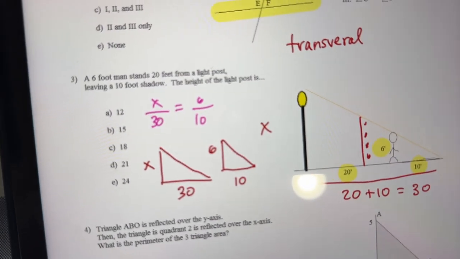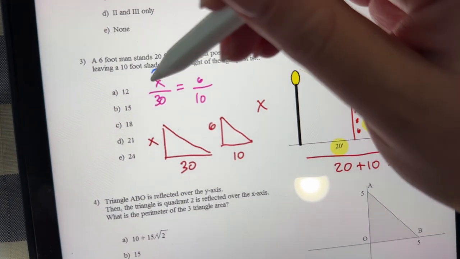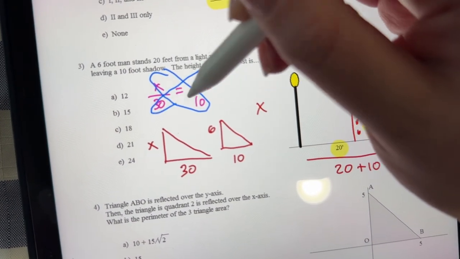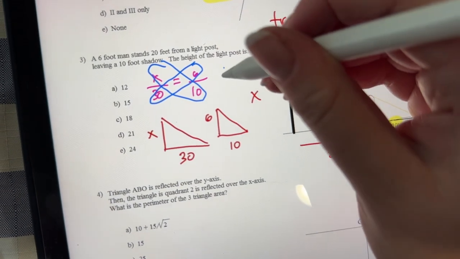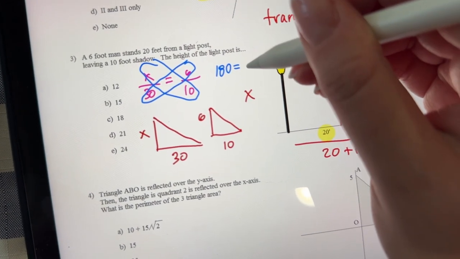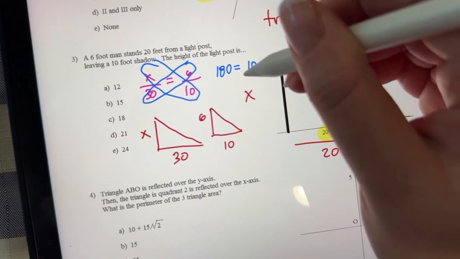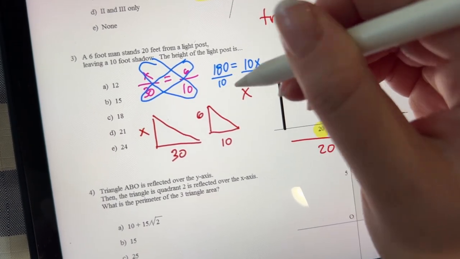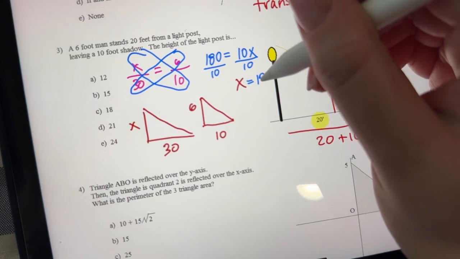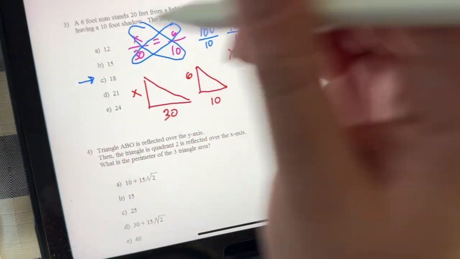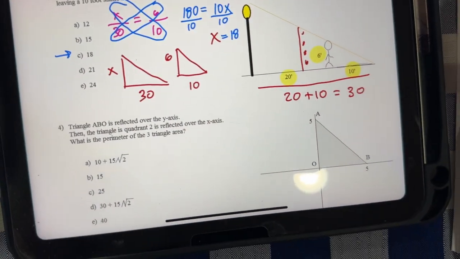Then we're going to cross multiply these and solve for x, which is the height that we don't know. So 6 times 30, we have 180. 10 times x is just 10x. We divide both sides by 10. X therefore equals 18 feet. And that is the answer for 3C.